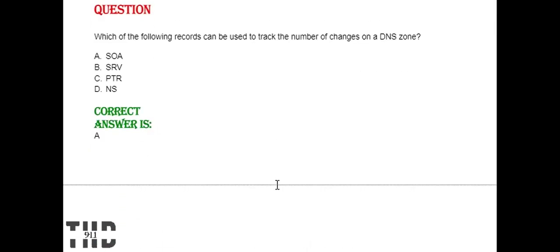Which of the following records can be used to track the number of changes on a DNS zone? Option A, SOA. Option B, SRV. Option C, PTR. Option D, NS. Correct answer is option A.